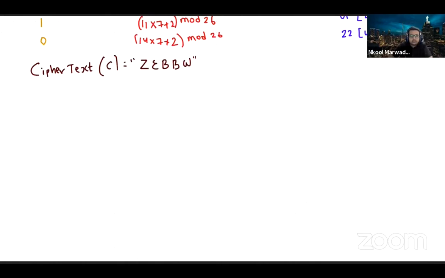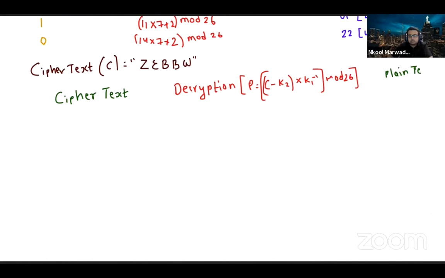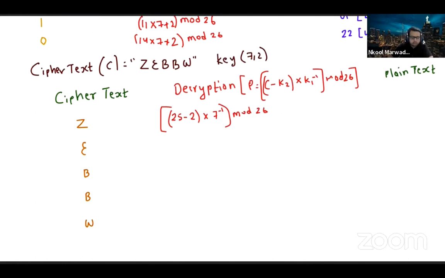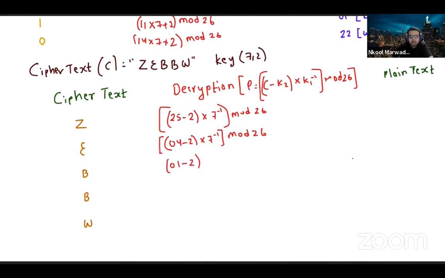In decryption, we have the ciphertext and we apply the decryption formula, that is plain text is equal to C minus K2 into K1 inverse mod 26. Then we will get the plain text as the result. Now let us see ZEBBW. Z is 25. So 25 minus 2 into 7 inverse mod 26. Here K1 is 7, K2 is 2. Now E is 4, so 4 minus 2 into 7 inverse mod 26. Then we have B, that is 1, so 1 minus 2 into 7 inverse mod 26. Once again 1 minus 2 into 7 inverse mod 26. And finally W is 22, so 22 minus 2 into 7 inverse mod 26.